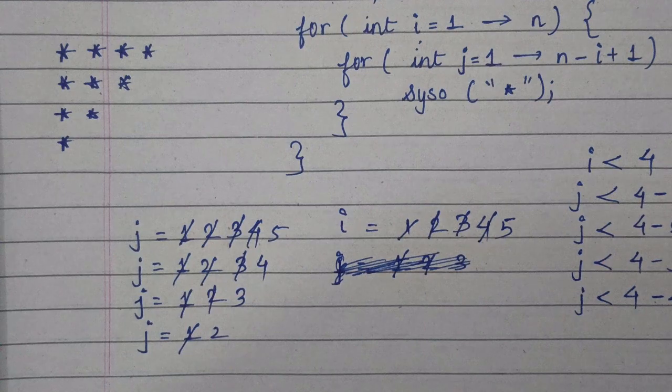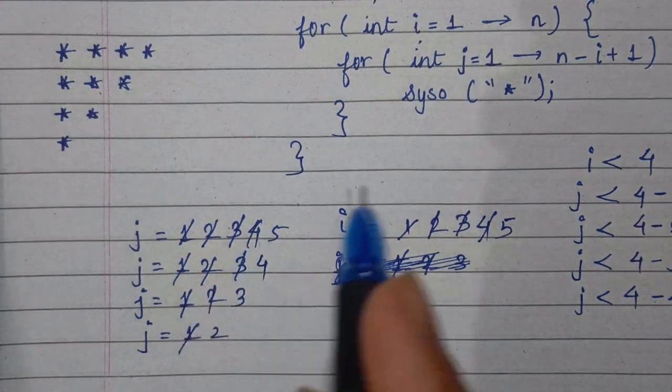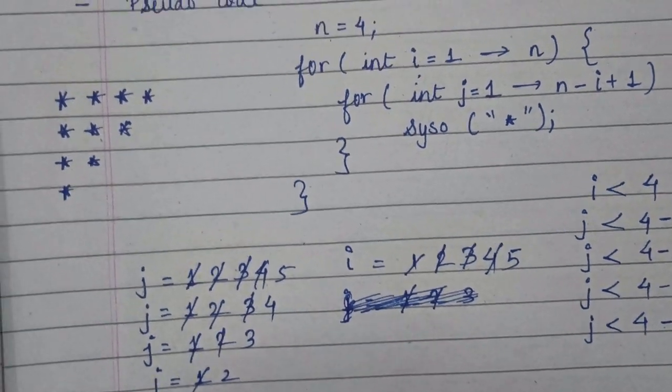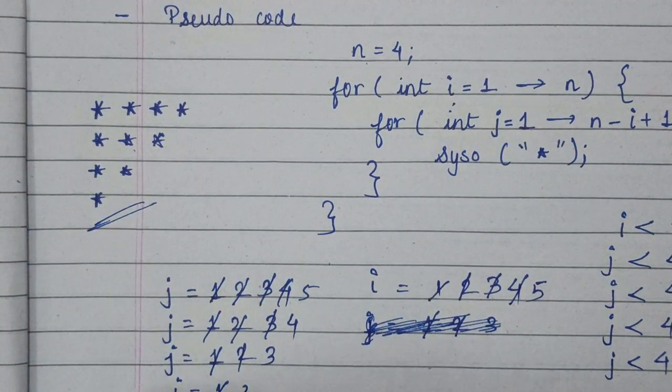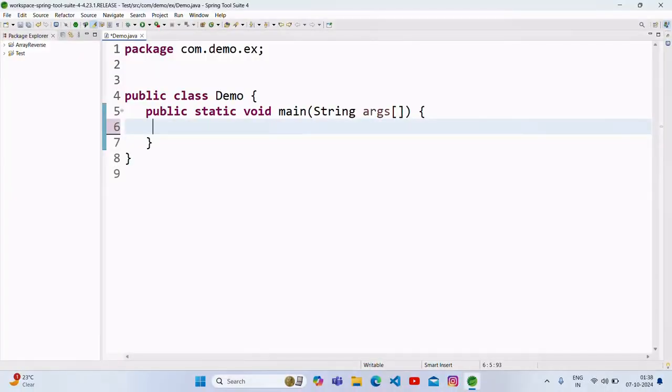Now i's value is 5. N's value is now 4. Is 5 less than or equal to 4? The condition is false, then the whole loop gets terminated. Our output is here. Okay, now let's start with our demonstration.